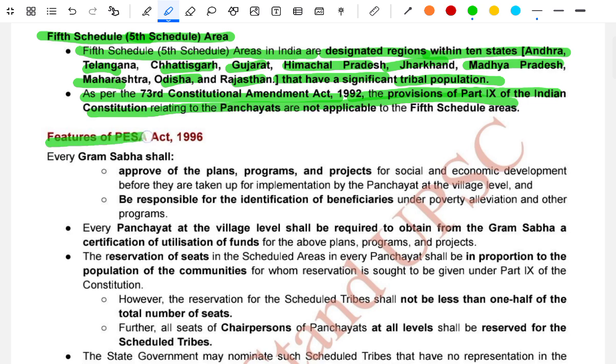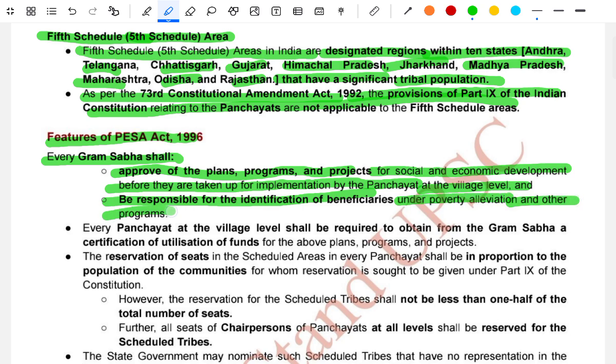The features of the PESA Act 1996. Every Gram Sabha shall approve the plans, programs, and projects for social and economic development before they are taken up for implementation by the panchayat at the village level, and is responsible for the identification of beneficiaries under poverty alleviation and other programs. Every panchayat at the village level shall be required to obtain from the Gram Sabha a certificate of utilization of funds for the above plans, programs, and projects.